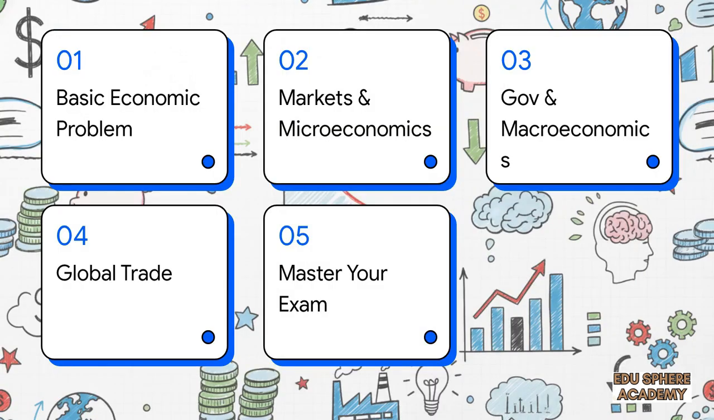place. You know, everything in economics is basically a giant system of interconnected links. So today, we'll be flowing through the basic economic problem, markets and microeconomics, government and macroeconomics, global trade, and finally, how to truly master your exam. Let's just dive right in, shall we?